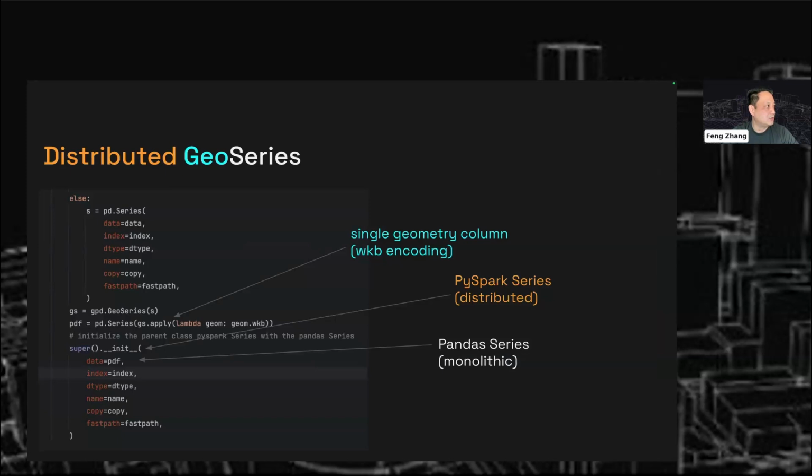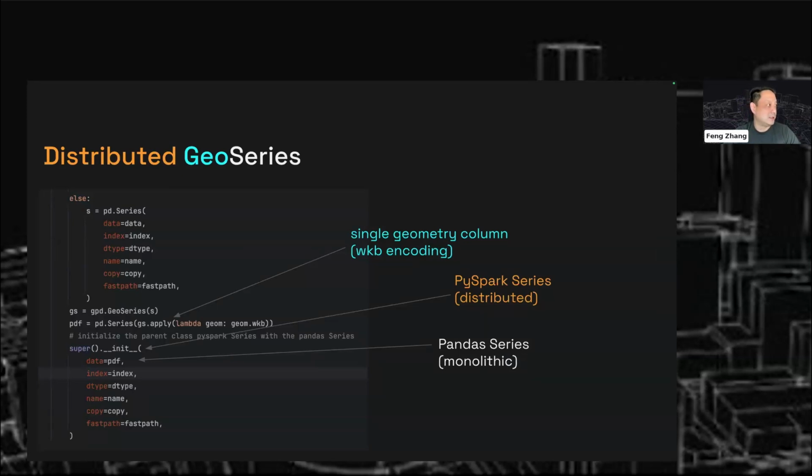So under the hood, what happens is that our GeoPandas API in Sedona is basically a wrapper on two things. One is the geo, right? So it adds geometry column support on top of pandas, right? So that's actually the function GeoPandas does, right?